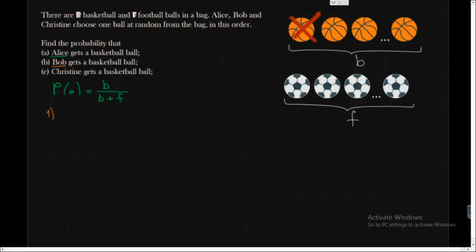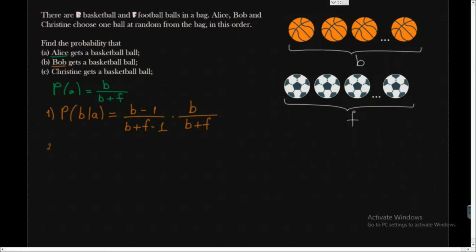So, the probability of event B, dependent on event A, equals the multiplication of two probabilities: Bob's probability to get a basketball ball and the probability for Alice to get a basketball ball. In the first part of the formula we wrote B minus 1 because Alice had already taken one basketball ball. In the second part we just repeat the formula for Alice's probability.